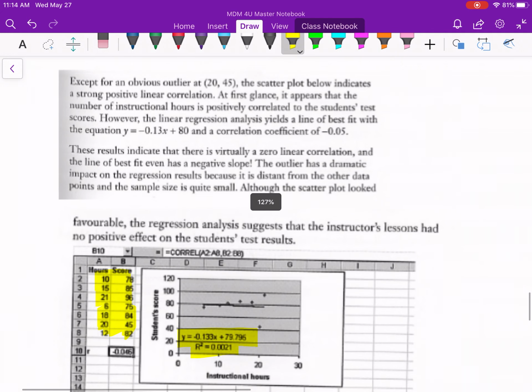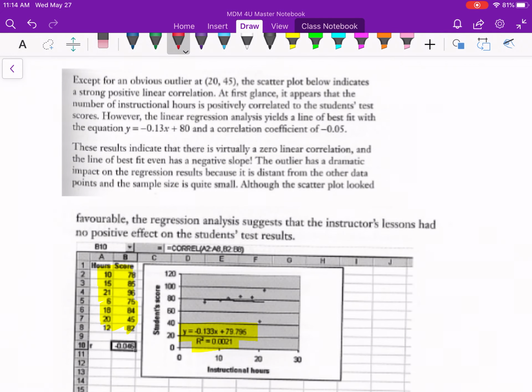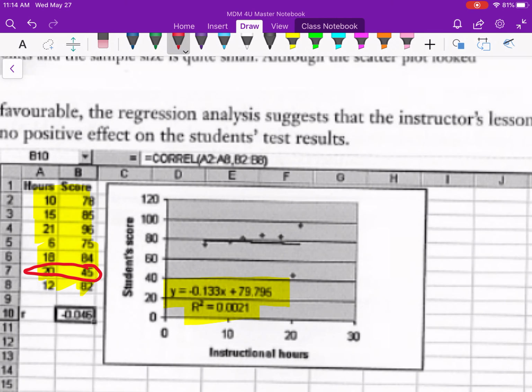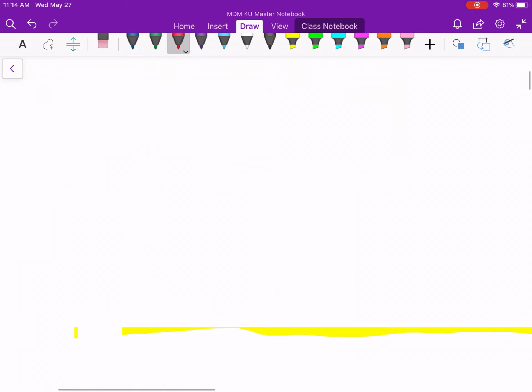Except for an outlier at 2045, that one there, the scatter plot below indicates a strong positive linear correlation. Again, let's ignore this line here and just look at the dots. If you were to estimate the line of best fit, you'd think it would look something like that, right? It does look like a strong correlation. The dots are very close together, a pretty great clumping of dots. But we've got this guy, which is a problem.